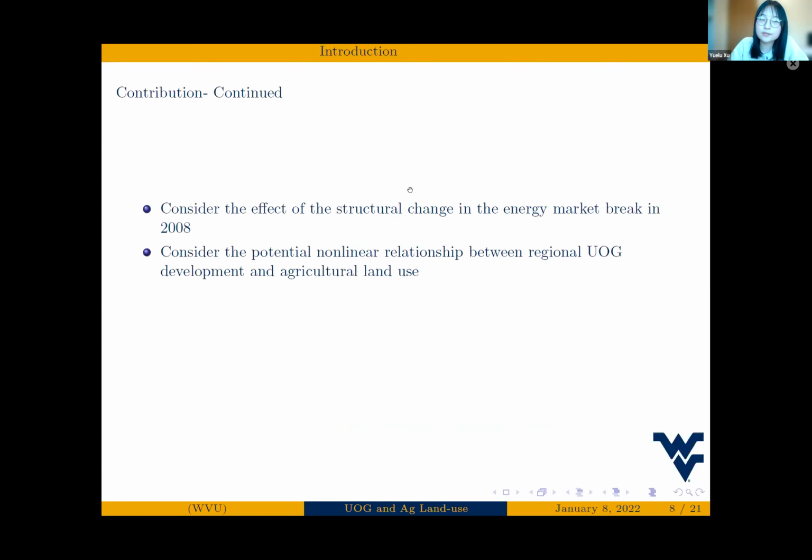We also explicitly considered the effect of the structural change in the energy market break in 2008. And also, different from previous literature, we considered the quadratic specification to account for a potential nonlinear relationship between regional UOG development and agricultural land use. The nonlinear relationship may occur because the initial UOG development can have a larger marginal effect on, for example, infrastructure construction than the subsequent new wells.